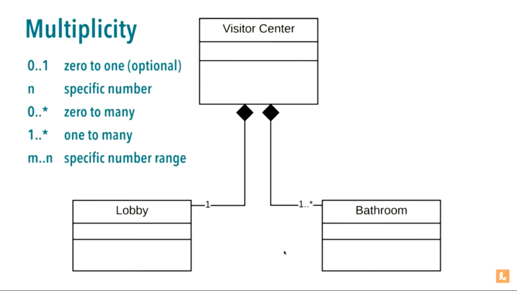Now m dot dot n. This means specific numbers. For example, suppose instead of this 1 dot dot star, I write 4 dot dot 7. Specific numbers. Here also a specific number, here also a specific number. Now what does this mean? Tell me. Now you read and tell me. What does this mean?